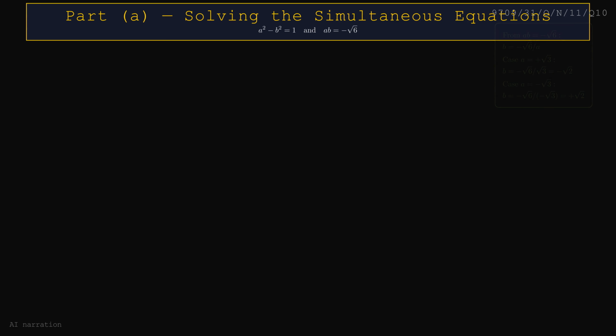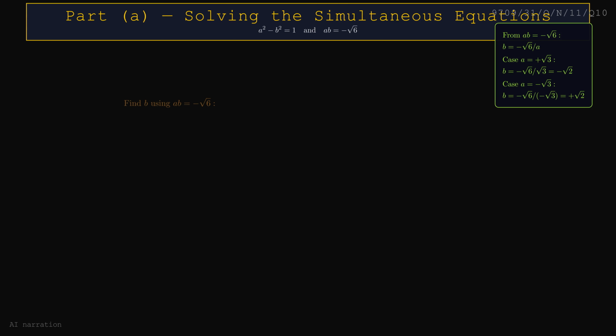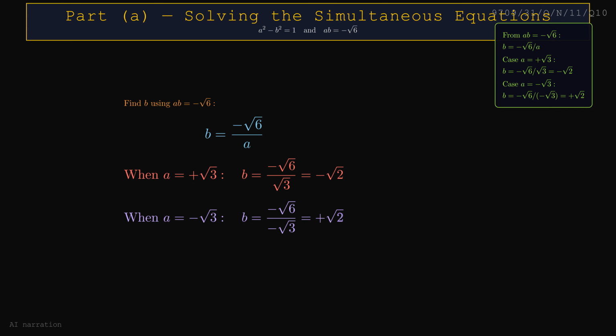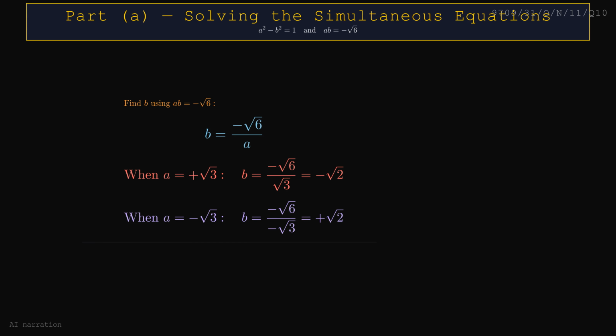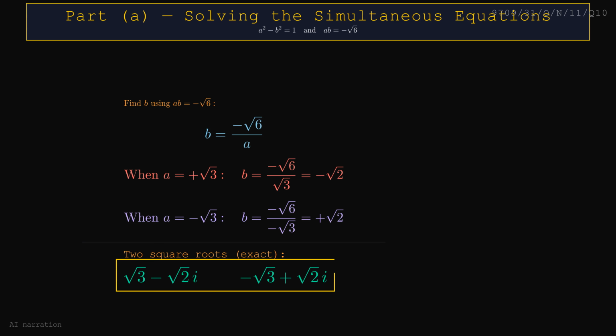Find b from ab equals minus root 6 for each value of a. When a is root 3, b is minus root 2. When a is minus root 3, b is plus root 2. The two exact square roots are root 3 minus root 2i and minus root 3 plus root 2i. Box the final answers.